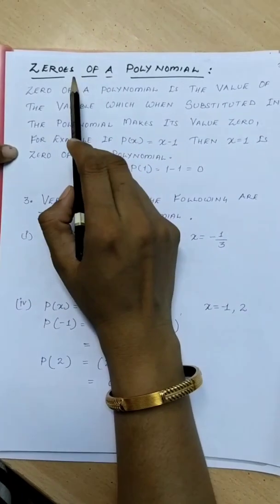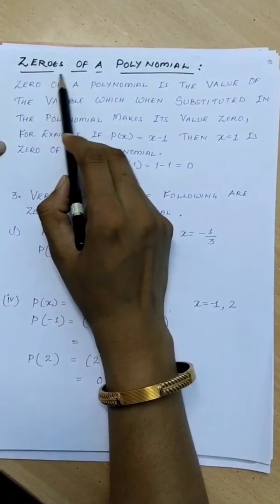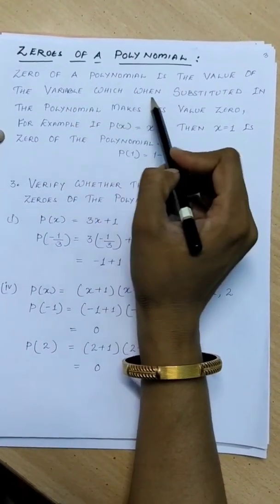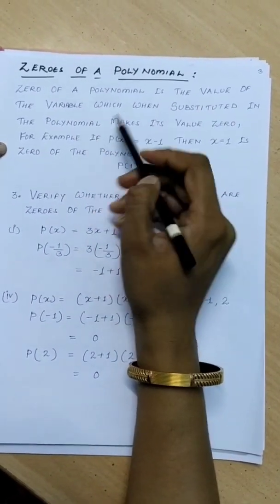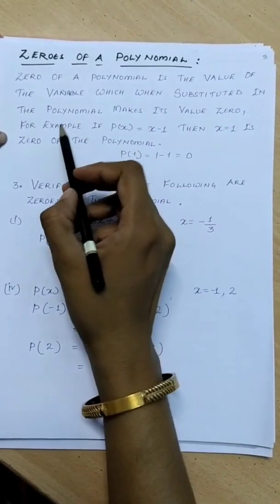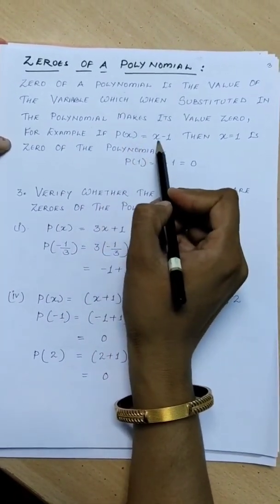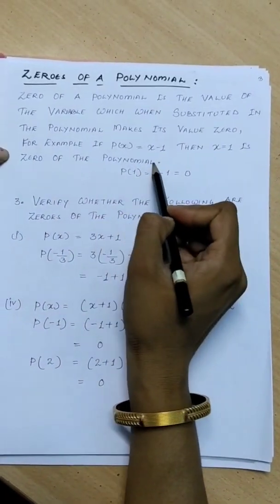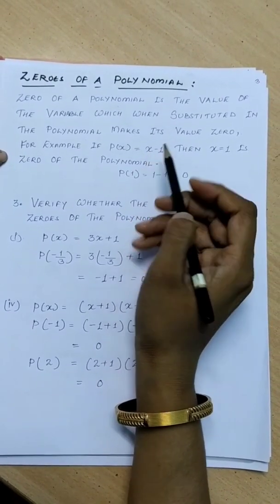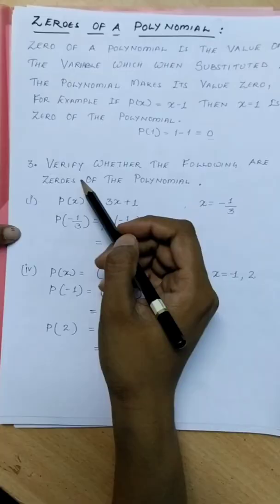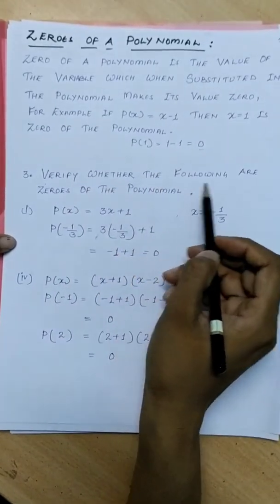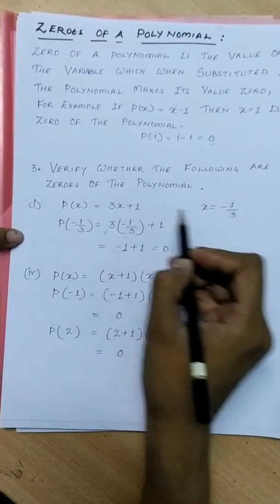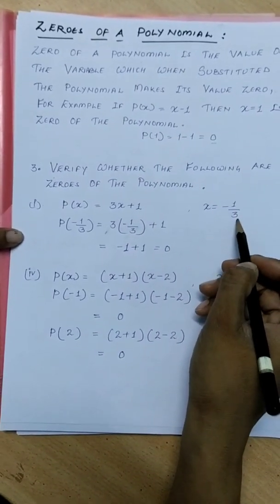Now come to the next topic, that is zeros of a polynomial. What is the zero of a polynomial? Zero of a polynomial is the value of the variable which when substituted in the polynomial makes its value 0. For example, if p of x equals x minus 1, then x equal to 1 is a zero of the polynomial, because when we put x equals 1 here, the value becomes 0. So third question is verify whether the following are zeros of the polynomial. If p of x is 3x plus 1, we have to check for x equals minus 1 upon 3.